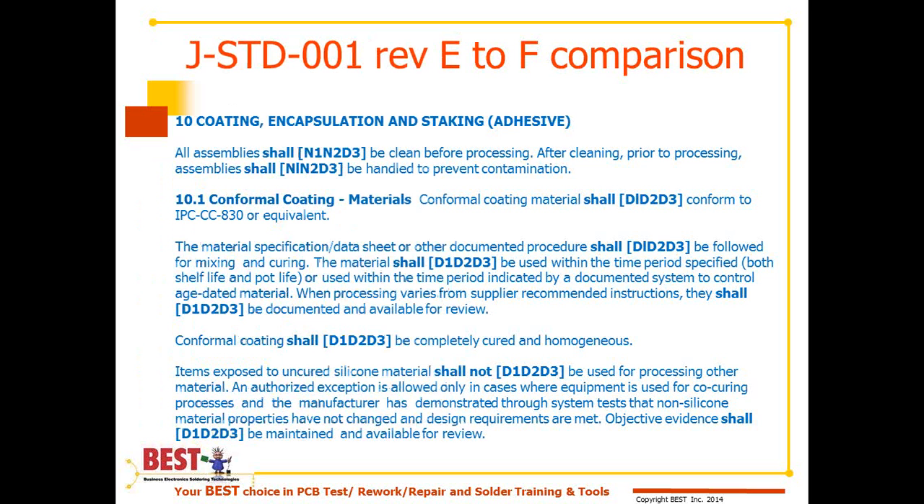Items exposed to uncured silicone materials shall not be used for processing of any other materials, and an authorized exception is allowed only in cases where the equipment is used for co-curing processes and the manufacturer has demonstrated through system testing that non-silicone material properties have not been changed and design requirements are still being met. And objective evidence shall be maintained for that too.